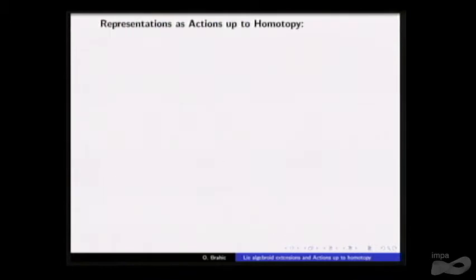Now let me explain why representations up to homotopy are actions up to homotopy. I don't really want to explain what a representation up to homotopy is, so I assume that you know what it is. If you don't, I will explain afterwards, dropping some conditions.